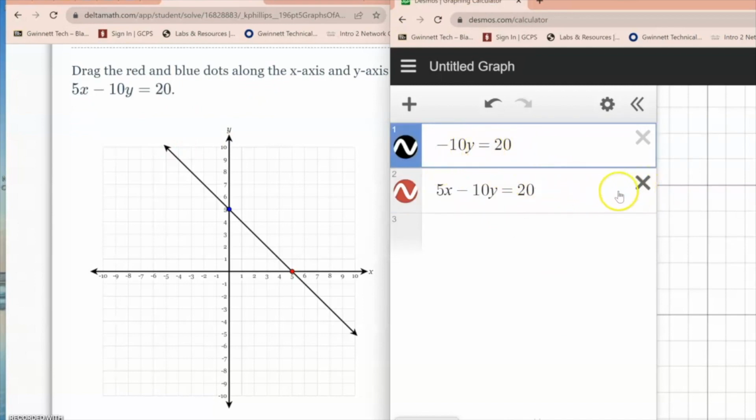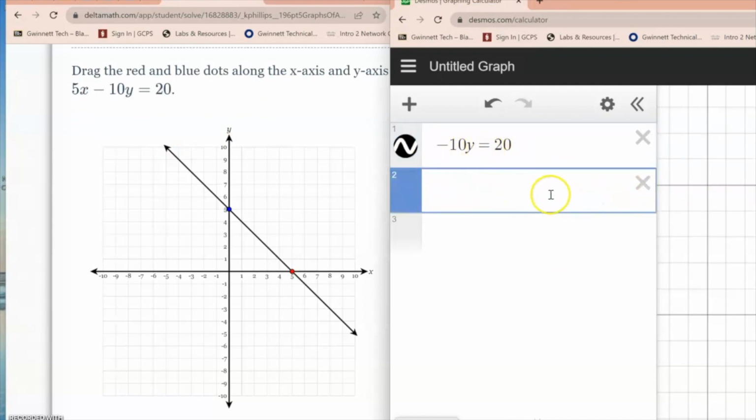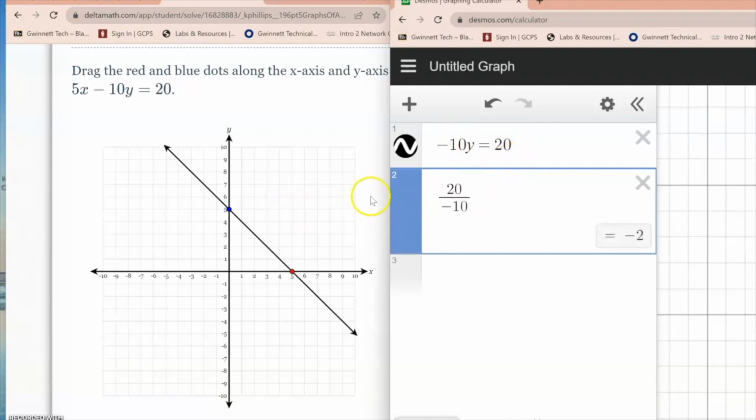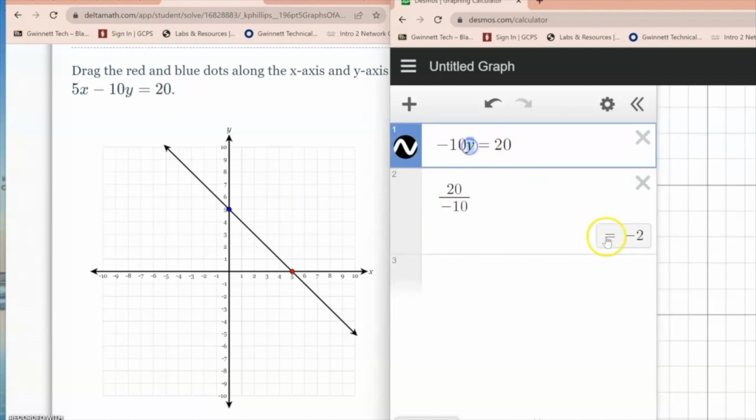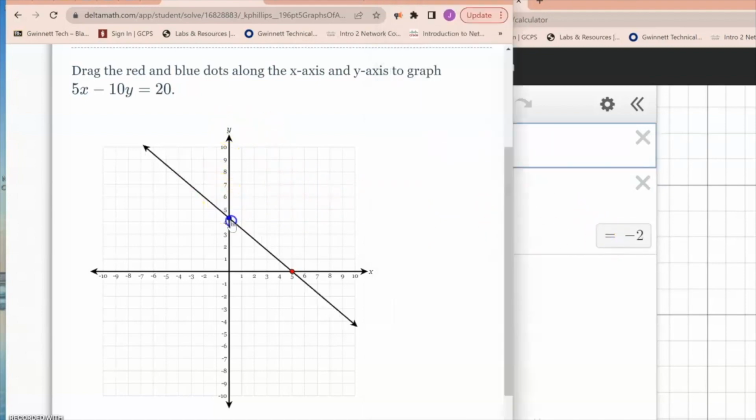So how do I solve this? I divide both sides by what? -10, right? So it's going to be y equals 20 divided by -10. So 20 divided by -10 is -2. So my y value is -2. And be careful to drag it as close as you can.